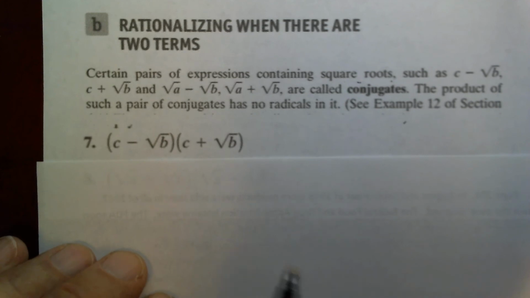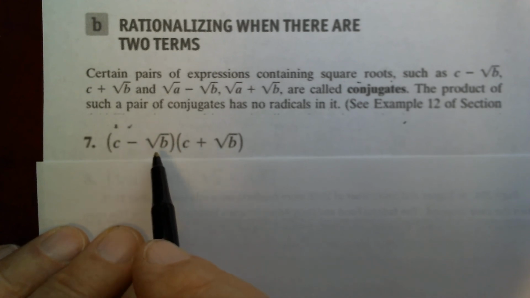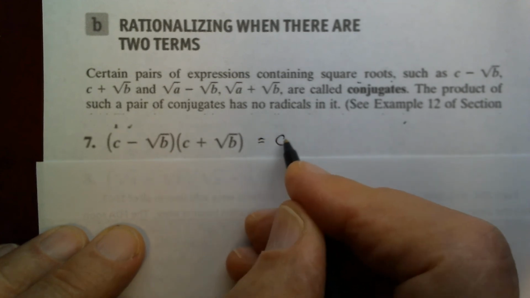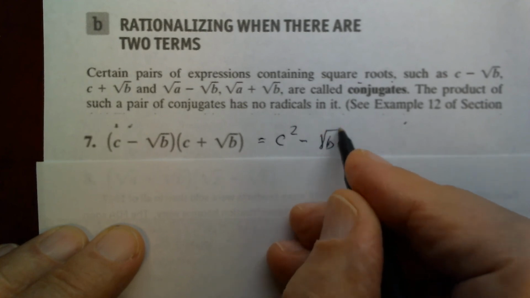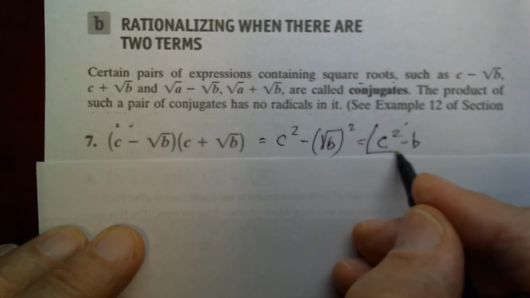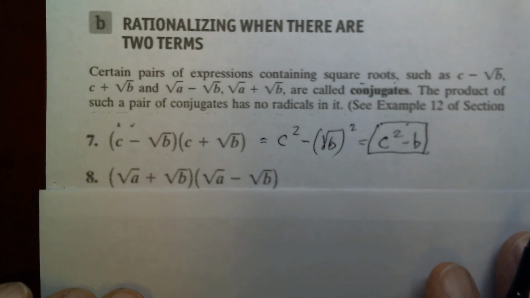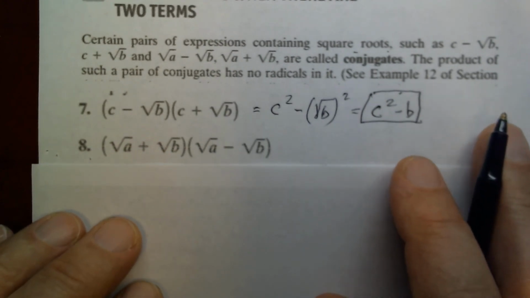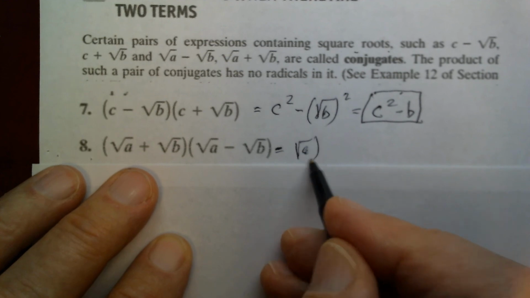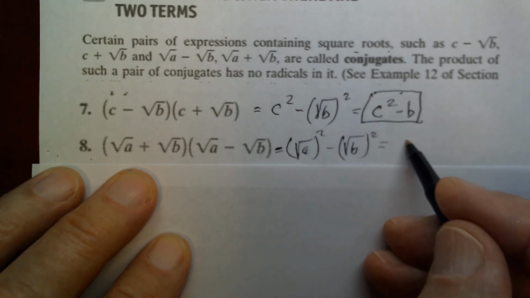So here is c minus the square root of b times c plus the square root of b. Again, that follows the pattern of a minus b times a plus b, which is a squared minus b squared. So that's equal to c squared minus the square root of b squared, so it's equal to c squared minus b. No radicals. So one is a conjugate of the other. And the next example is the same way. Square root of a plus square root of b times square root of a minus square root of b is equal to the square root of a squared minus the square root of b squared, which is a minus b.